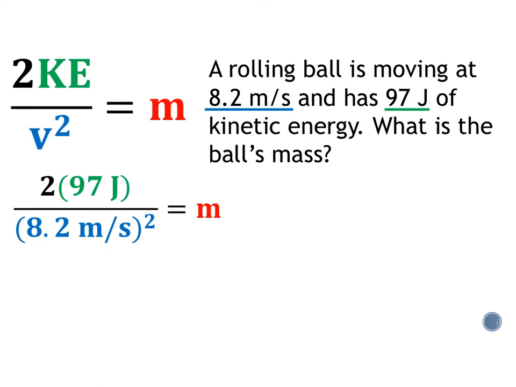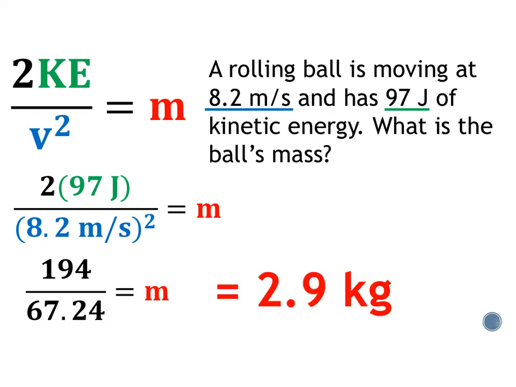Now we just have to plug our numbers in. 2 times 97 divided by 8.2 squared is going to give us our mass. When you work that out, 2 times 97 gives us 194. 8.2 squared is 67.24. Go ahead and divide that so that we're left with a number and not a fraction. That gives us 2.9 kilograms. So in order for a ball that is moving at 8.2 meters per second to have 97 joules of energy, it has to have a mass of 2.9 kilograms.